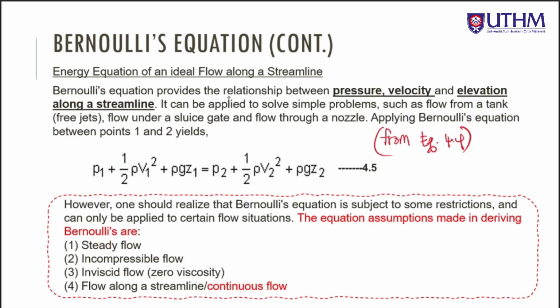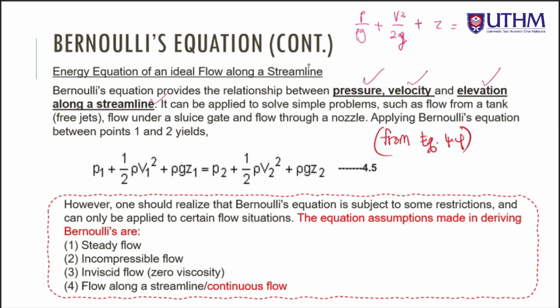Bernoulli's equation provides the relationship between pressure and velocity, of course, and also the elevation along a streamline. Right? So like before: P over rho g plus V squared over 2g plus Z equals C. This one, when we go through it for a long time, we will actually memorize it.